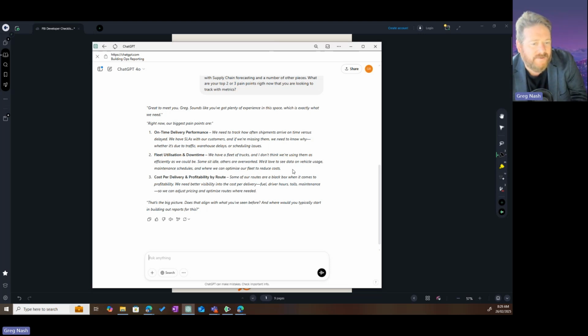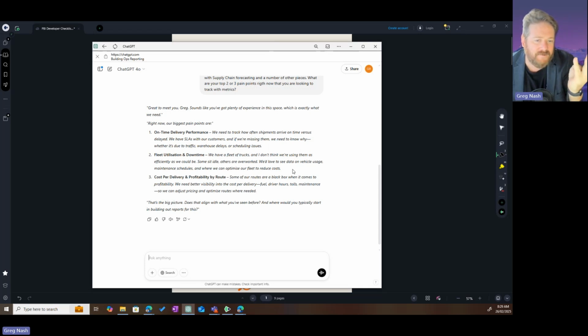And now cost per delivery and profitability of the route. So now we're getting into finance, right? So now they want to know all their cost stuff. Some of the routes are a black box when it comes to profitability. We need better visibility in the cost per delivery. So that means you're mixing operations with finance data, because you need to know the costs based on invoices of different things, fuel, driver hours. So now we're tracking fuel. We're tracking the timesheets of drivers to know how many hours they're doing. We're tracking any tolls that get collected along the way, and so how do we track that?